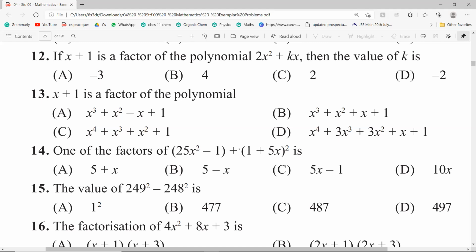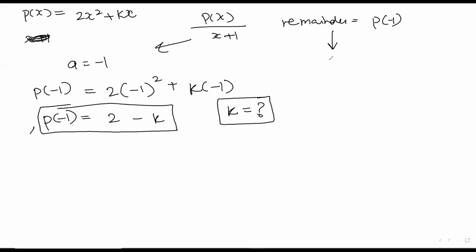That's right. Excellent. So, did you understand why the remainder is 0? Yes, ma'am. So, remainder is 0. That means p of minus 1 is 0. And let me just put that over here. When we say that p of minus 1 is 0, that means 2 minus k is 0. So, what is the value of k from here?